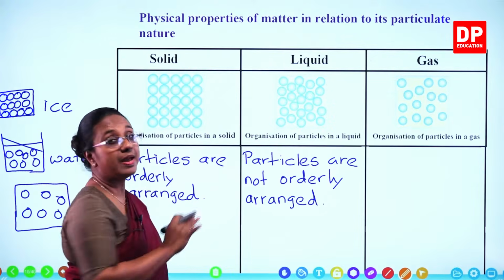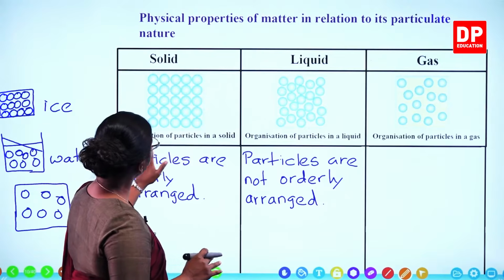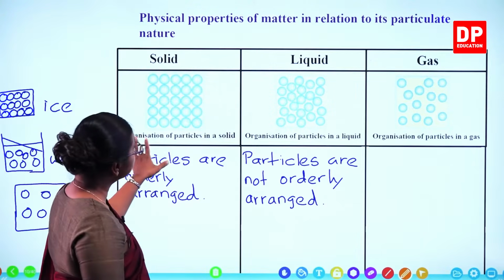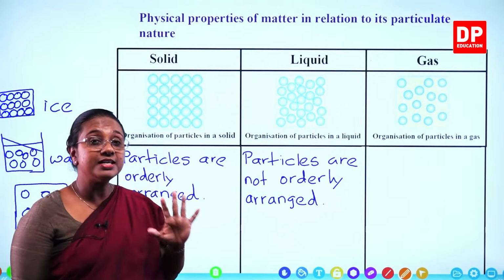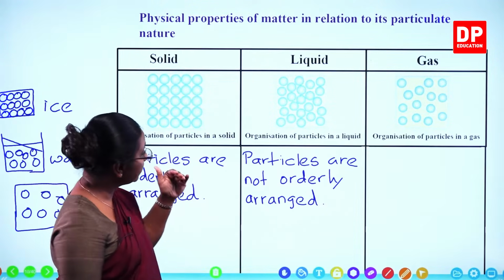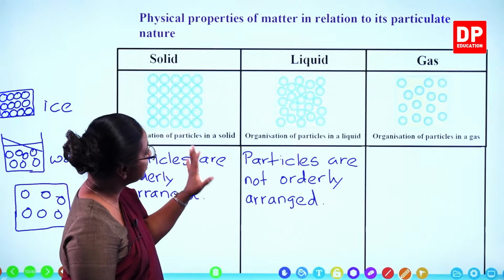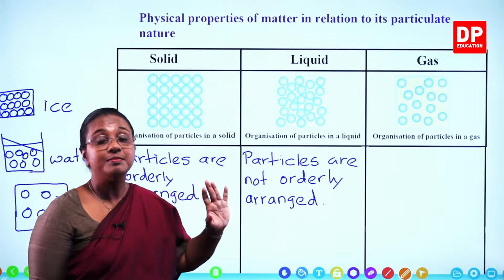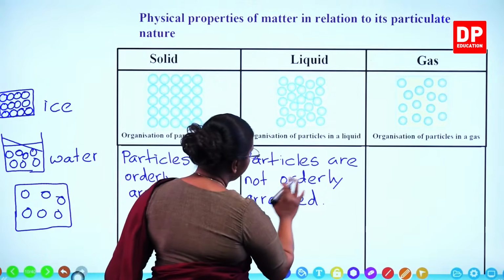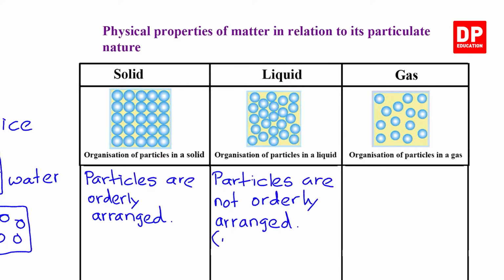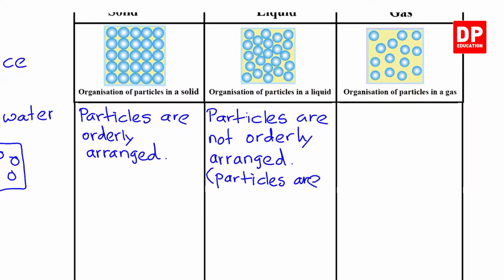So if you compare the two, you can see there is a very organized arrangement of particles here, whereas in liquids, the organized arrangement is less. There is a certain amount of organization, but still they are somewhat randomly arranged. So we can say particles are not orderly arranged, or we can say particles are somewhat randomly arranged.